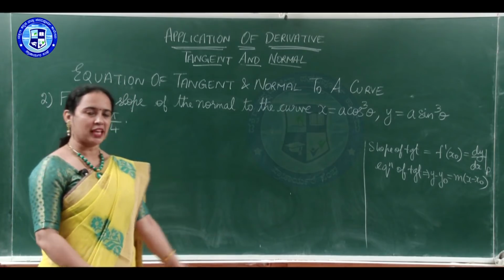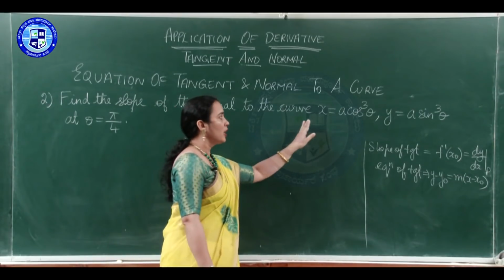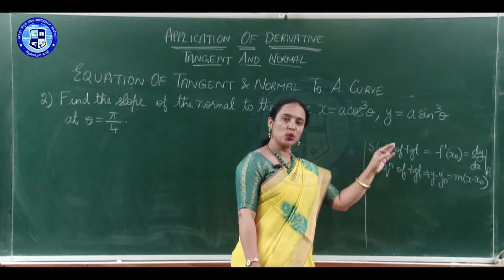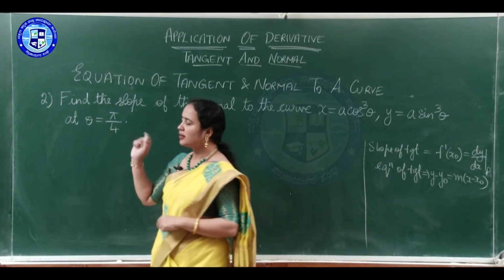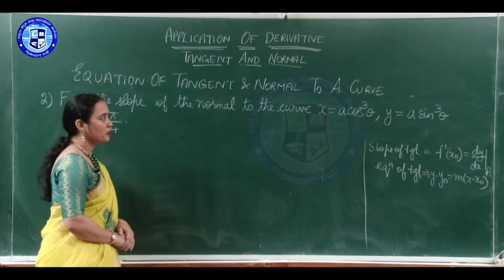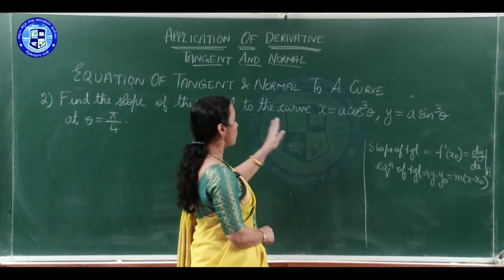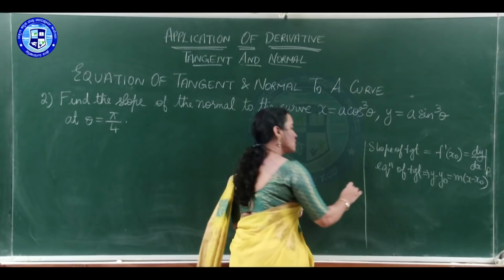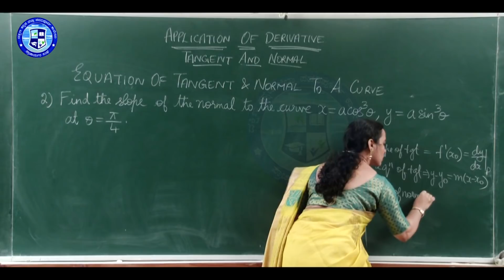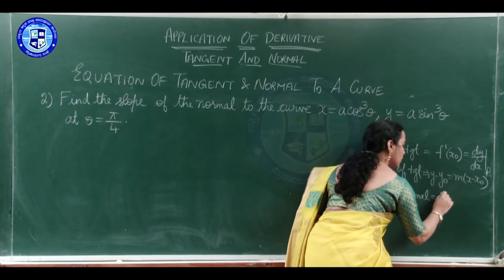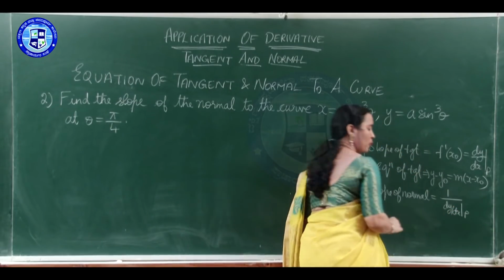Let us move on to the second problem. Find the slope of the normal to the curve x is equal to a cos cube theta, y is equal to a sin cube theta at theta is equal to pi by 4. Now, if you observe here, you have to find the slope of the normal. So, what is the slope of the normal? Slope of the normal is nothing but minus 1 by dy by dx at the given point.